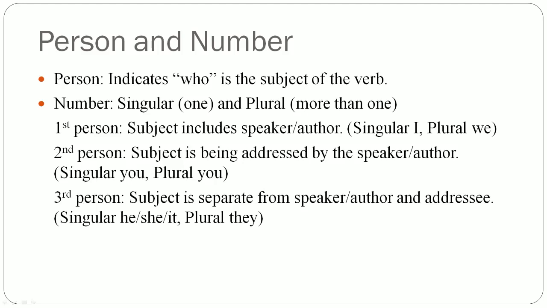You can have the first person. Again, the subject includes the speaker or the author, and the singular first person is I. The speaker is the one who is doing it or receiving the action. For the plural, if there's more than one, then you would use we. That's a group of two or more that includes the speaker or author. Plural we. Second person: in English, there is no distinction between the second person singular and plural, which causes some confusion.